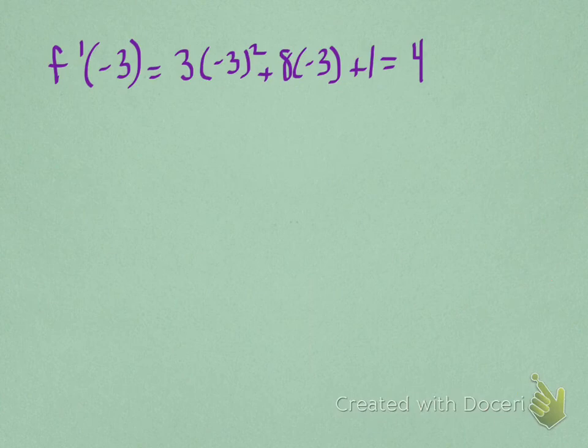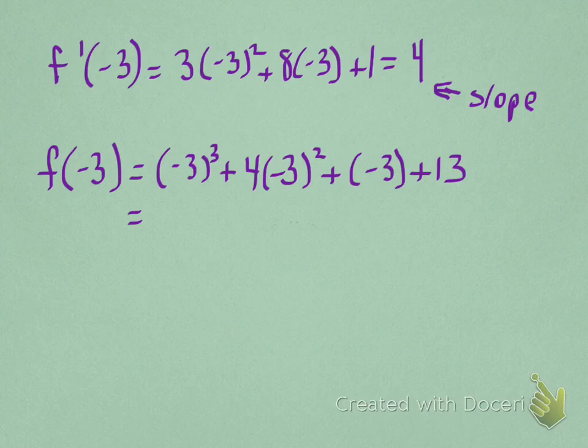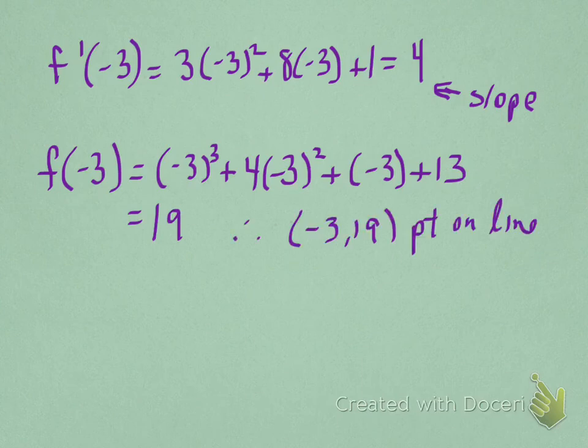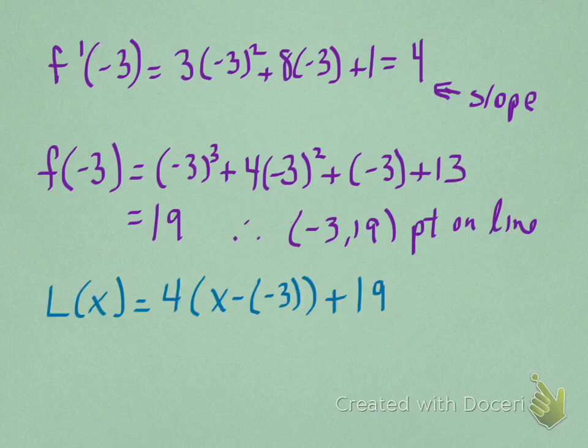So if we calculate the derivative at negative 3, we get 3 times negative 3 squared plus 8 times negative 3 plus 1, which is 4. And that tells me the slope of my local linearization. I calculate f of negative 3 by plugging everything into the function. And just by coincidence, I also get 19. So my conclusion is that negative 3 comma 19 is the point on my local linearization, the point on my tangent line. So my local linearization is 4 times x minus minus 3 plus 19, which simplifies to 4x plus 31.